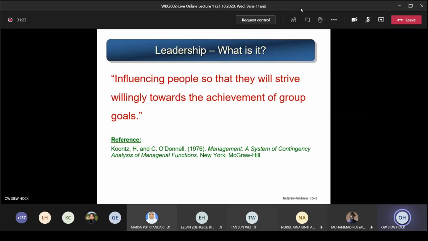Next, leadership. What's the meaning? Leadership means influencing people so that they will strive willingly towards the achievement of the group goals. If you are a leader, then you have to know whether you have good leadership.